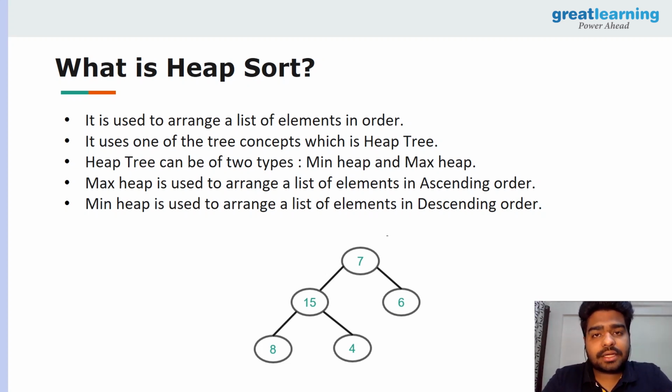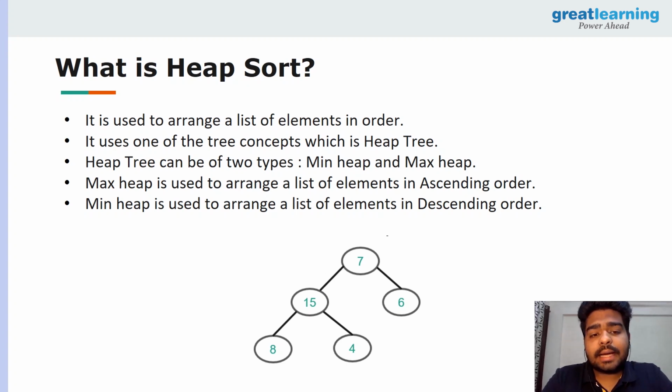Now what happens in max heap? Max heap is used to arrange a list of elements in ascending order. That means you can see in the heap tree which I have given here, it's all jumbled up. 15 is kept somewhere in the middle and 8 is kept in the last. There is no order here, right? Now when you do a max heap, there will be a particular order, which is ascending order. So all the numbers in the heap tree have to be designed and kept according to the ascending order.